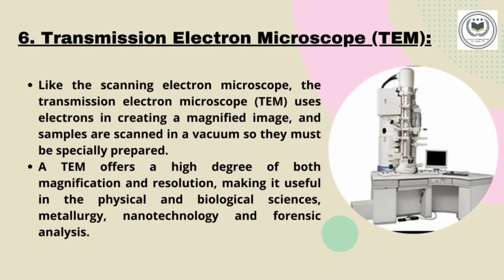And the last one is the transmission electron microscope, which is also known as TEM. Like the scanning electron microscope, the transmission electron microscope uses electrons in creating a magnified image, and samples are scanned in a vacuum, so they must be specially prepared. The transmission electron microscope uses a slide preparation to obtain a 2D view of specimens, so it's more suited for viewing objects with some degree of transparency. A transmission electron microscope offers a high degree of both magnification and resolution, making it useful in the physical and biological sciences, metallurgy, nanotechnology, and forensic analysis.